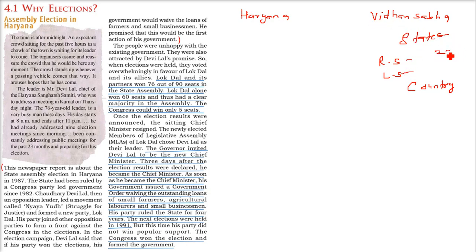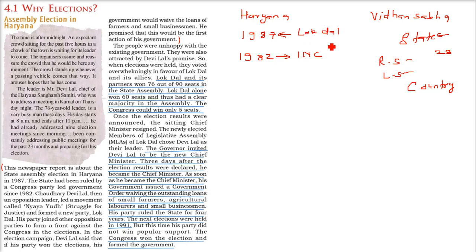We have around 28 states now. So the story starts here. The actual thing which happened in Haryana was about Chaudhry Devi Lal. In 1987, there was an election for the Vidhan Sabha, the assembly elections. In 1982, Chaudhry Devi Lal was in opposition, and the election was won by the Indian National Congress, that is the Congress Party. But in 1987, Chaudhry Devi Lal formed a new party. The movement he started was Nyay Yudh, and the party he made was Lok Dal.